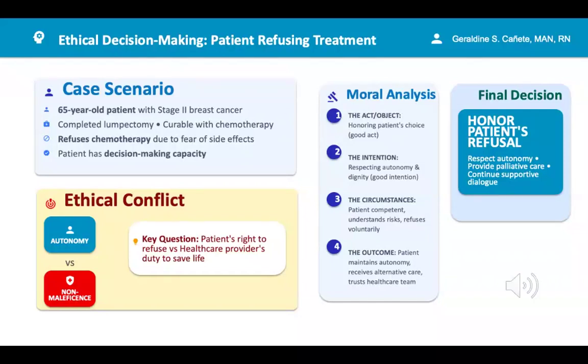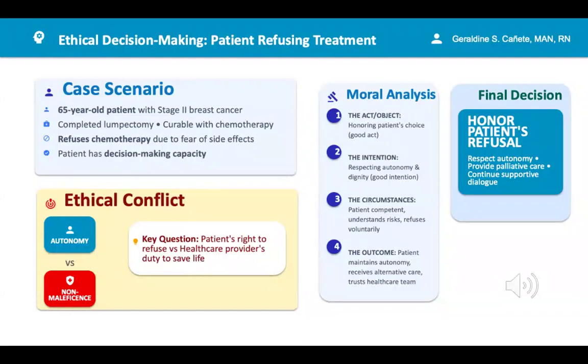Now, for the final decision, in this situation, the most ethical course of action is to honor the patient's refusal of treatment while providing palliative care and continuing supportive dialogue. No? This means respecting her autonomy and her right to make her own decisions, while also providing her with the support and information she needs to make an informed choice. It's about finding a balance between respecting her wishes and providing her with the best possible care.